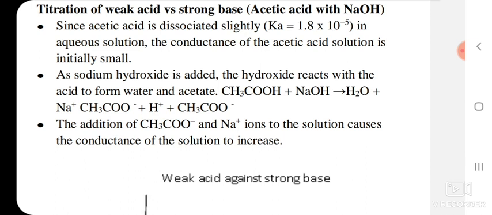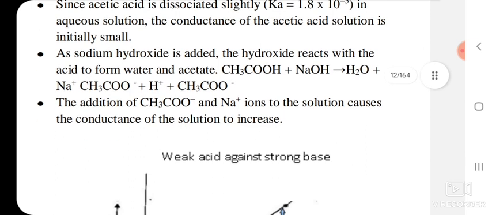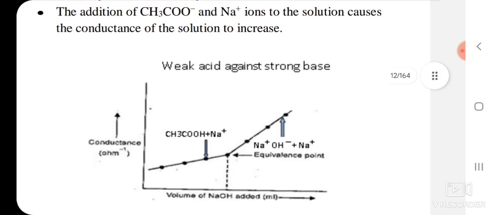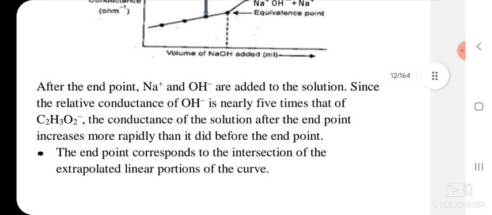As sodium hydroxide is added, the hydroxide reacts with the acid to form water and acetate. CH3COOH plus NaOH gives H2O plus Na+ CH3COO- plus H+ CH3COO-. The addition of CH3COO- and Na+ ions to the solution causes the conductance of the solution to increase.